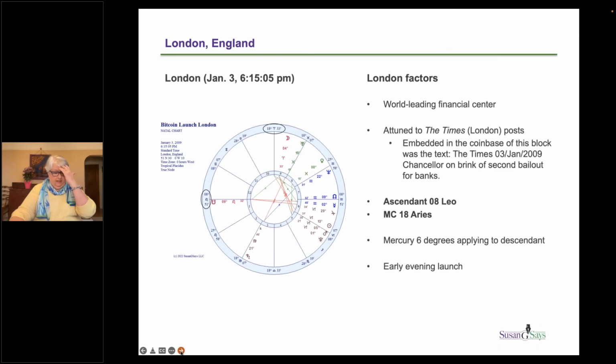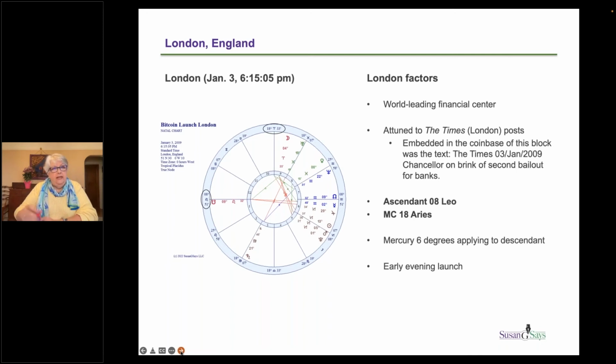So here's the first one, London, which would have been January 3, 6:15:05 p.m. And why London? Because it's a world-leading financial center. And particularly because embedded in that first Genesis block was a reference to a headline that was in the Times of London that day that said, Chancellor on brink of second bailout for banks. So certainly whoever launched Bitcoin was watching the London papers, London online information, and put this in the code.